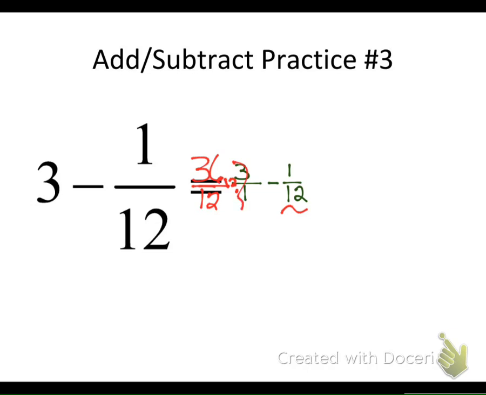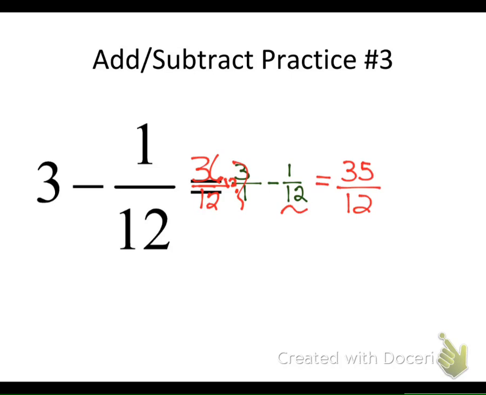So now I'm ready to move to step 2. Subtract your numerators. Jalen, when I subtract my numerators, what do I get? 36 minus 1. 35. And my denominator stays the same, so what's my denominator? 12. Now, I didn't have to mess with this fraction because it already had the common denominator. So I can change just one fraction and not the other. Now I have 35 over 12.